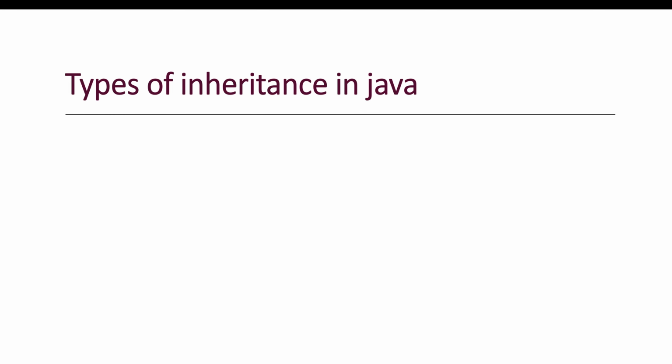Let's move ahead and see what the types of inheritance available in Java are. If you are already familiar with the C++ concept, there are a couple of inheritance types available. Similar to that, Java also defines some inheritance, but some inheritance it has excluded for some reason. So let's first see the inheritance types. Basically, in Java there are three types of inheritance available. First is single inheritance, then multi-level inheritance, and hierarchical inheritance.